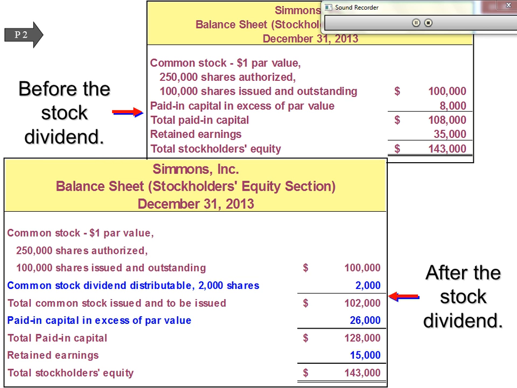Now look down here, they've distributed 2,000 of those shares. So now the shares issued goes from 100,000 to 102,000. Paid in capital, of course, is 26,000, and then total paid in capital, when you add those two, gives you 128,000. The new retained earnings amount after that distribution was 15,000. So the stockholders' equity amount is still 143,000.